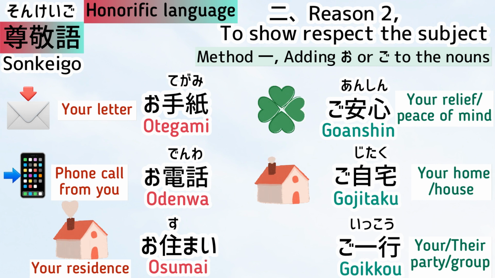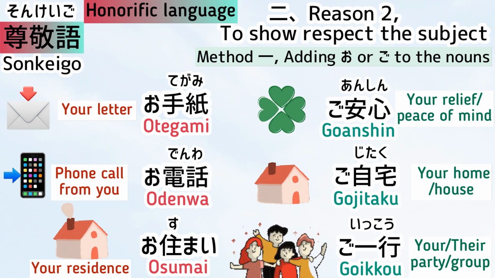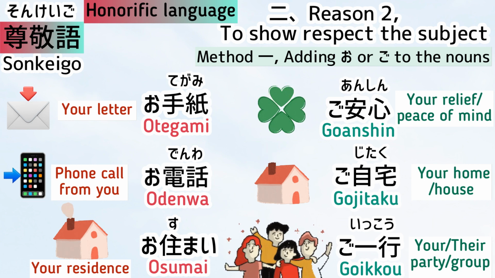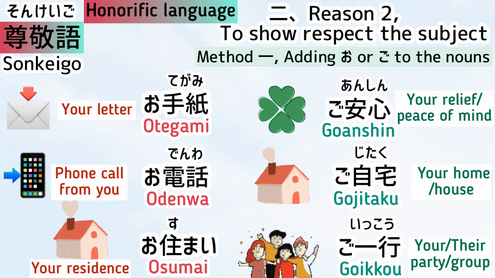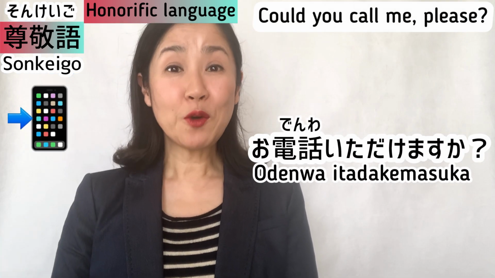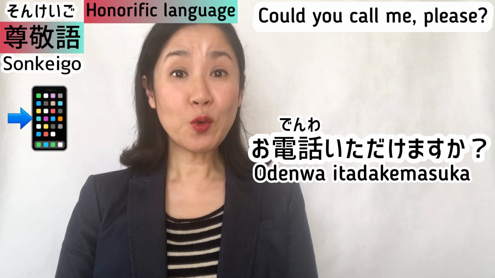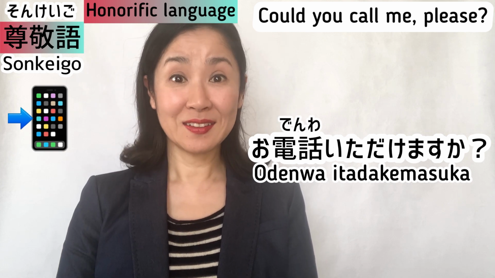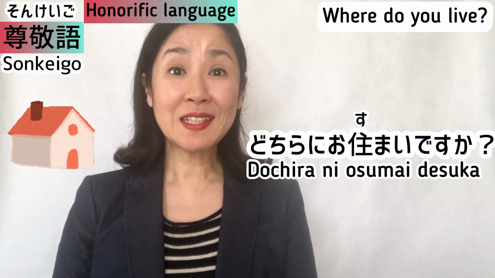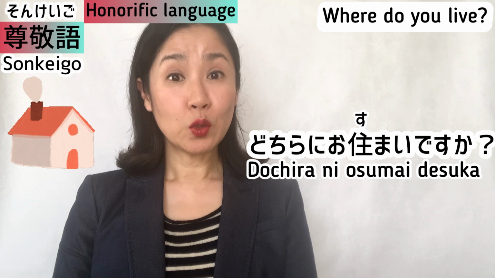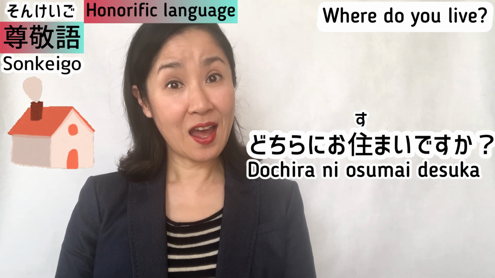Gojitaku, your home, house. Goikkou, your or their party, group. Example usages. お電話いただけますか?Could you call me, please? どちらにお住まいですか?Where do you live?